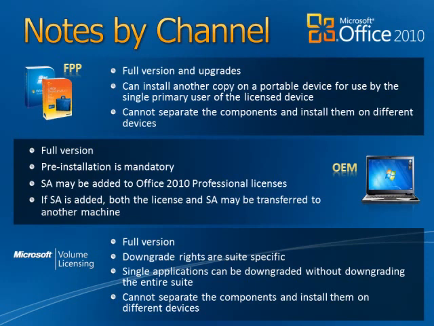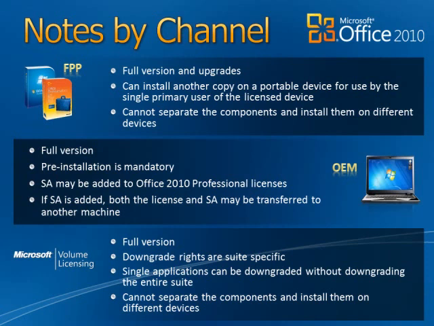Now, if you've purchased through OEM, it is a full version, and as ever, it must be pre-installed. If you do want to purchase software assurance, you can do that for Office 2010 Professional licenses. And if you do add the software assurance, that does make both the license and the software assurance transferable, so they can be moved to another machine.